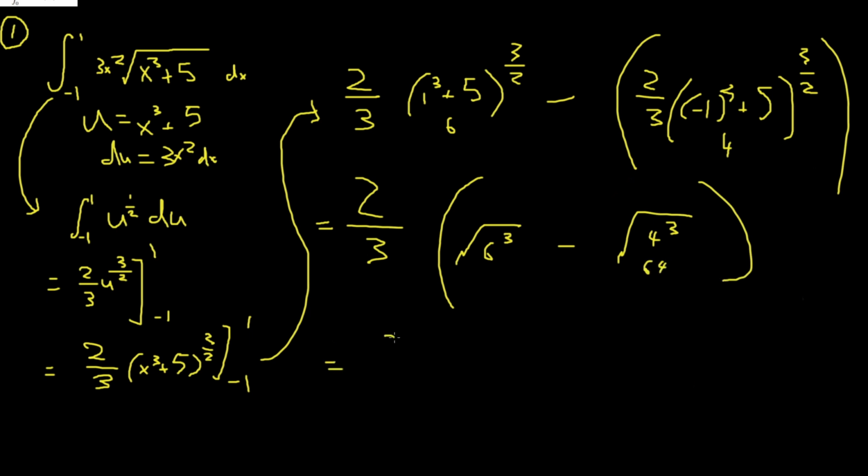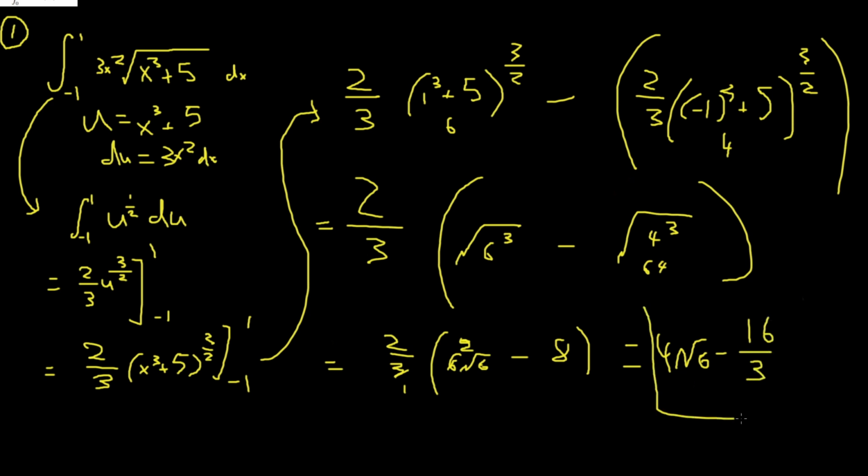So that's just equal to 2/3 times 6 square root 6 minus 8, because the square root of 64 is 8. Then these cancel out to become 1 and 2, so you get 4 square root 6 minus 16 over 3. That is our answer.